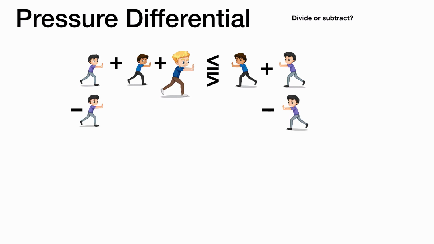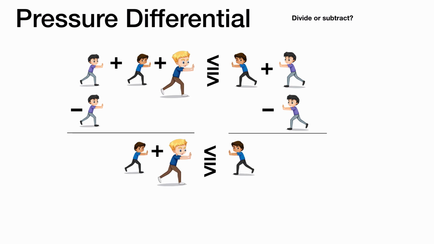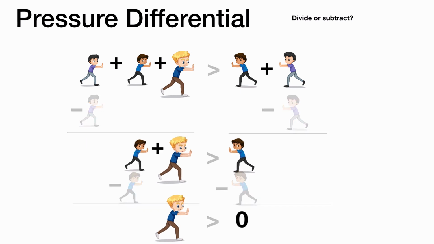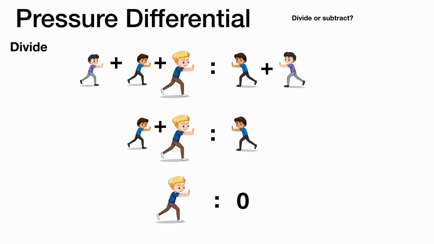So let's subtract the black-haired kid, all right? And now let's subtract the brown-haired kid. And what we are left with is the blonde-haired kid and then nobody on the other side. So what is the comparison? It's a greater than, okay? So let's take a look at these and let's use math. Let's use division, or I'm using a colon to kind of represent a ratio. So we have a 3-to-2 ratio, we have a 2-to-1 ratio, and then we have a 1-to-0 ratio.